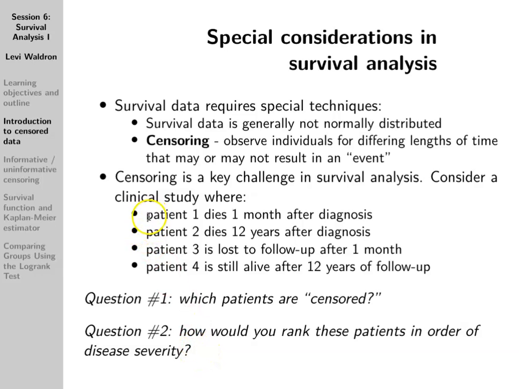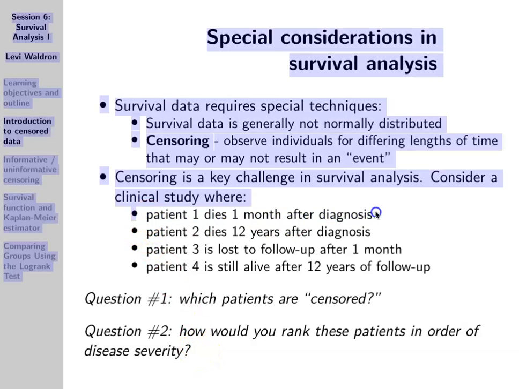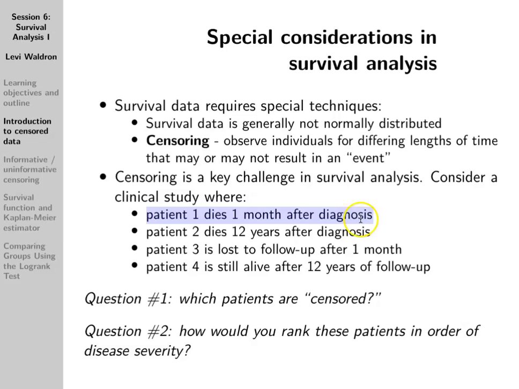Second question, how would you rank these patients in order of disease severity? Well, I think it's pretty clear that patient 1 had the worst outcome. They died 1 month after diagnosis, so that's a very severe disease. Now, patient 2 also died, but they died 12 years later, so that's clearly a less severe disease, and potentially they died of something else. So it's pretty clear what the ranking is here.